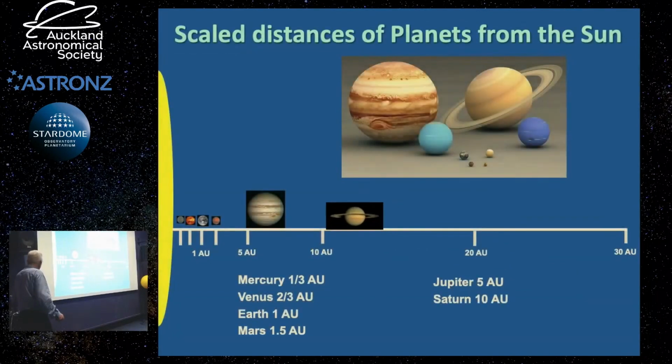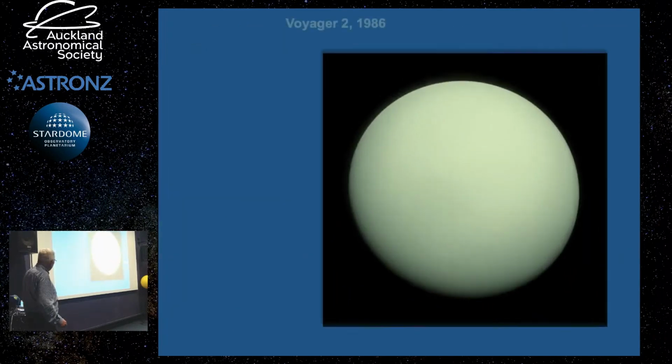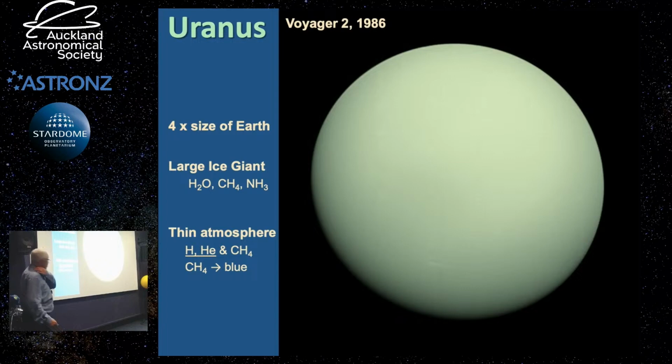Pretty amazing, isn't it? So far out. Next one is Uranus. Once again, you're doubling the distance. Look at the big distance you're going out: 20 astronomical units. That's Uranus there. It looks pretty featureless, doesn't it? And that's about 4 times the size of Earth. It's a large, what they call ice giant.